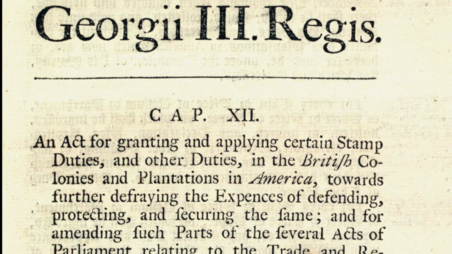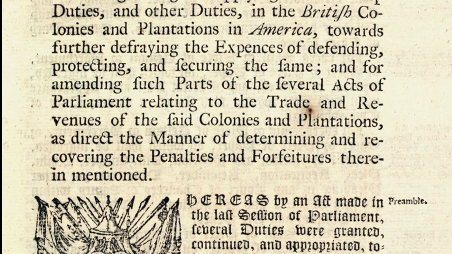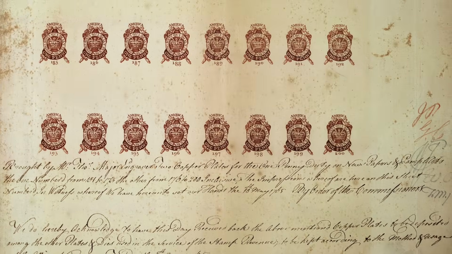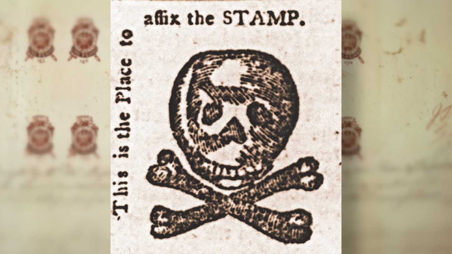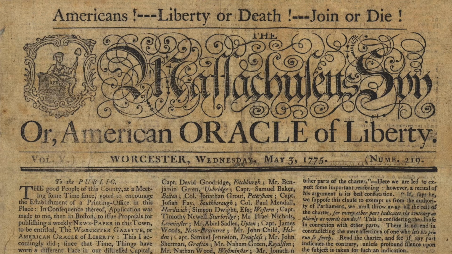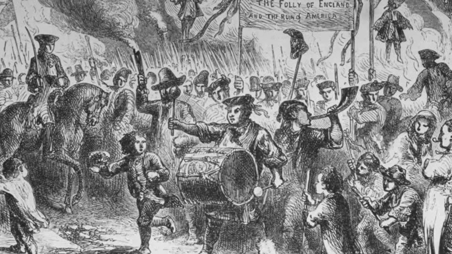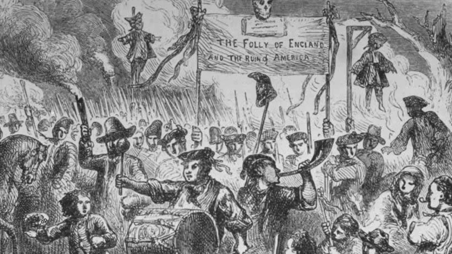Another harsh tax came through the Stamp Act, which required that many printed materials in the colonies be produced on specially stamped paper produced in London. These materials included legal papers, magazines, newspapers, and playing cards. The Americans began to push back. They refused to buy British goods and trade with Great Britain.